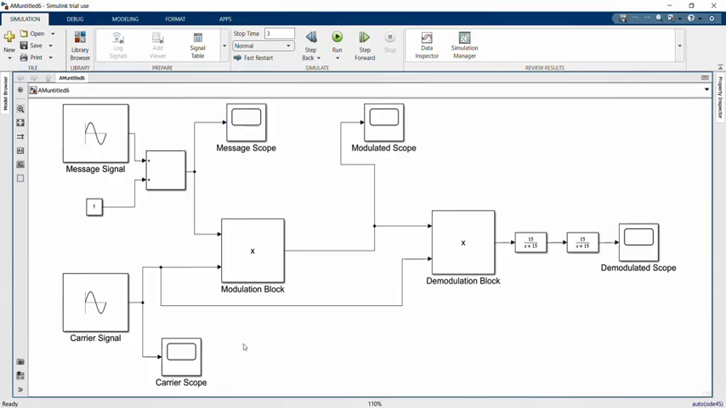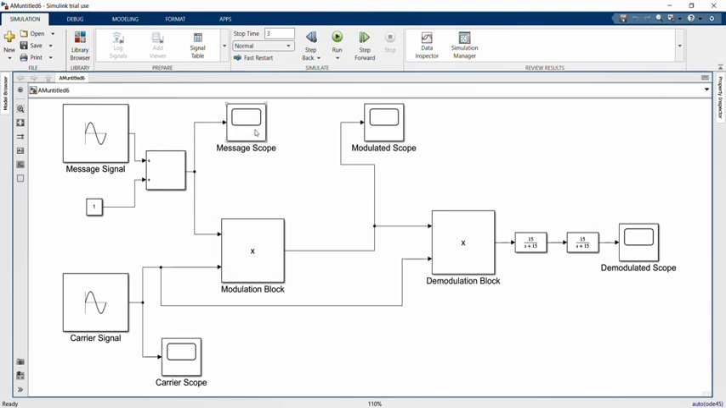Let's forget about this scope. This scope is to visualize these frequencies. In this simulation, I use 10 Hz for the message signal and 300 Hz for the carrier signal. See, this is 30 times greater than the message signal, so that's why it can carry a small signal over a long distance. Now these two signals are the input of this block.